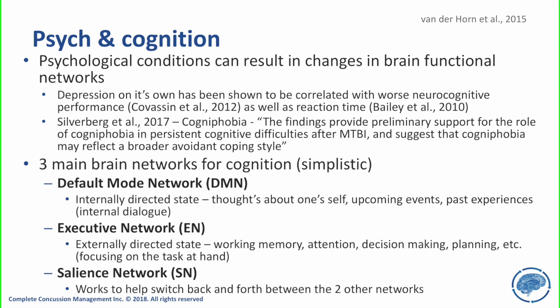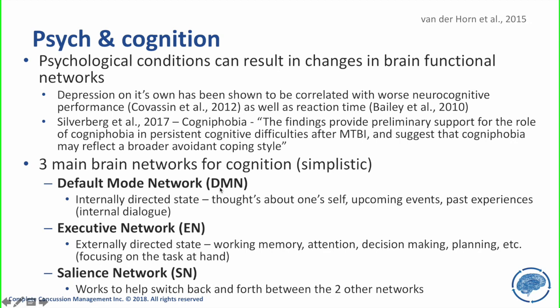So the three main brain networks for cognition, we have the default mode network. This is kind of your day-to-day thoughts, just when you're letting your mind wander about, what I have to get for groceries, etc. Then you have your executive network when you're focusing on a task. So this is if you were doing an exam or really dialed into something. Your executive network is the one that's working. Then you have the salience network, which just allows you to switch back and forth between the two networks.